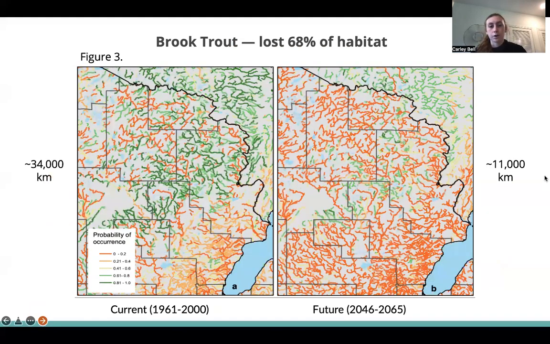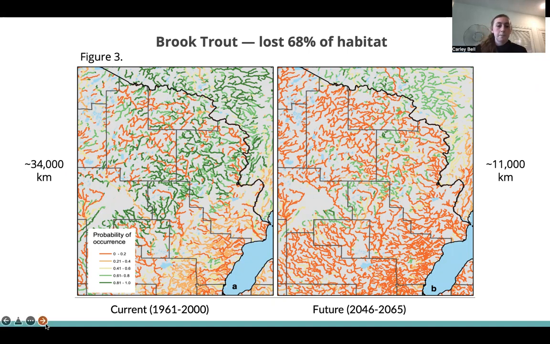So now let's get into brook trout specifically. In the current conditions, there were 34,000 stream kilometers in Wisconsin that were suitable for trout, meaning that it had the correct critical thermal maxima and flow regime that trout could survive in. 34,000 kilometers for that. And then in the future conditions, it went down to only 11,000 kilometers that would be suitable for trout. So as a percentage, brook trout lost 68% of their habitat from the current to the future conditions.